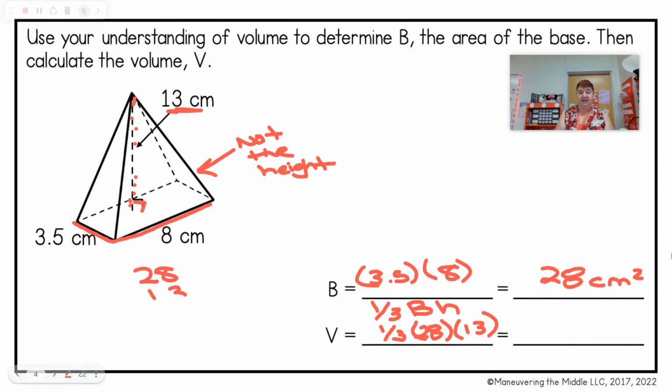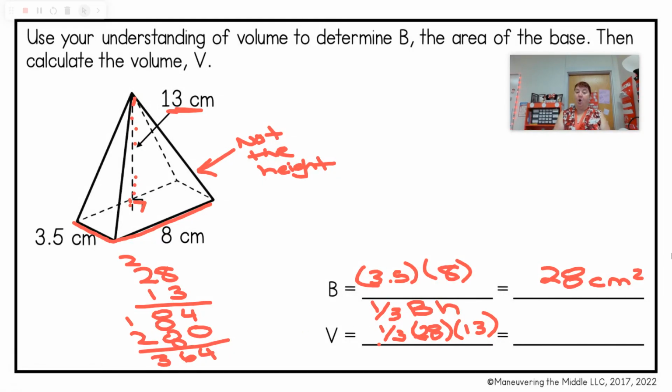And so let's do this over here because I want to do it with you. 28 times 13 is 364. But now 1/3 just means divide by 3. That's all that means. 1/3 of something is just dividing it by 3. Just like 1/2 is dividing by 2, 1/3 is dividing by 3.